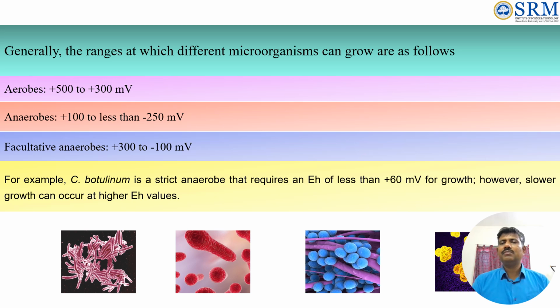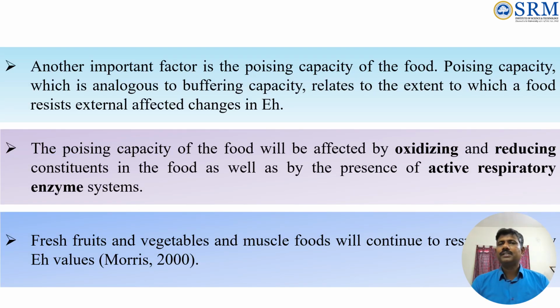Eh of less than +60 mV for their growth, even though slow growth can occur at higher Eh values. The poising capacity of the food is an important factor, because poising capacity means the food does not easily allow its oxidation reduction potential to change. It is analogous to the buffering capacity in pH. The poising capacity of the food is affected by the oxidizing or reducing constituents present in the food material, as well as the presence of an active respiratory enzyme system.